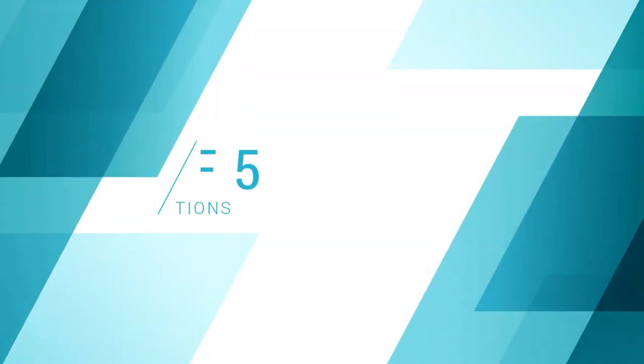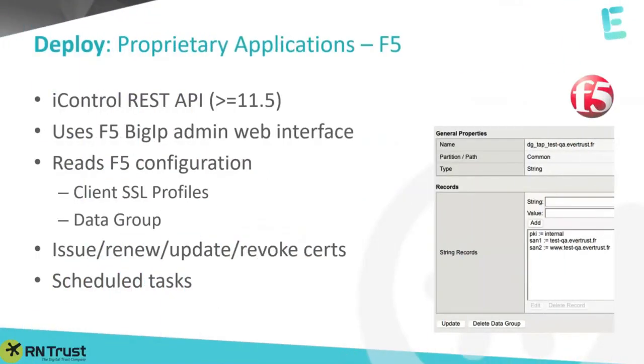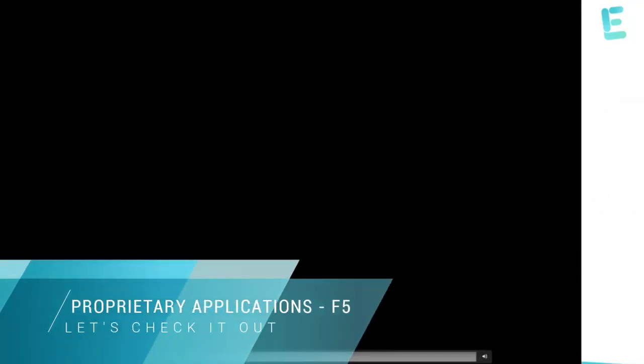And as I said before, we also support proprietary boxes like F5 or other load balancers, machines that need to have the certificate inside the machine to do the work properly. So for F5, as soon as you have the REST API, above 11.5, which is basically most of the F5 appliances, you can do the stuff the same way. Create a configuration profile, put data in the data group, and get your certificates. So that's the way it looks on the F5 side.